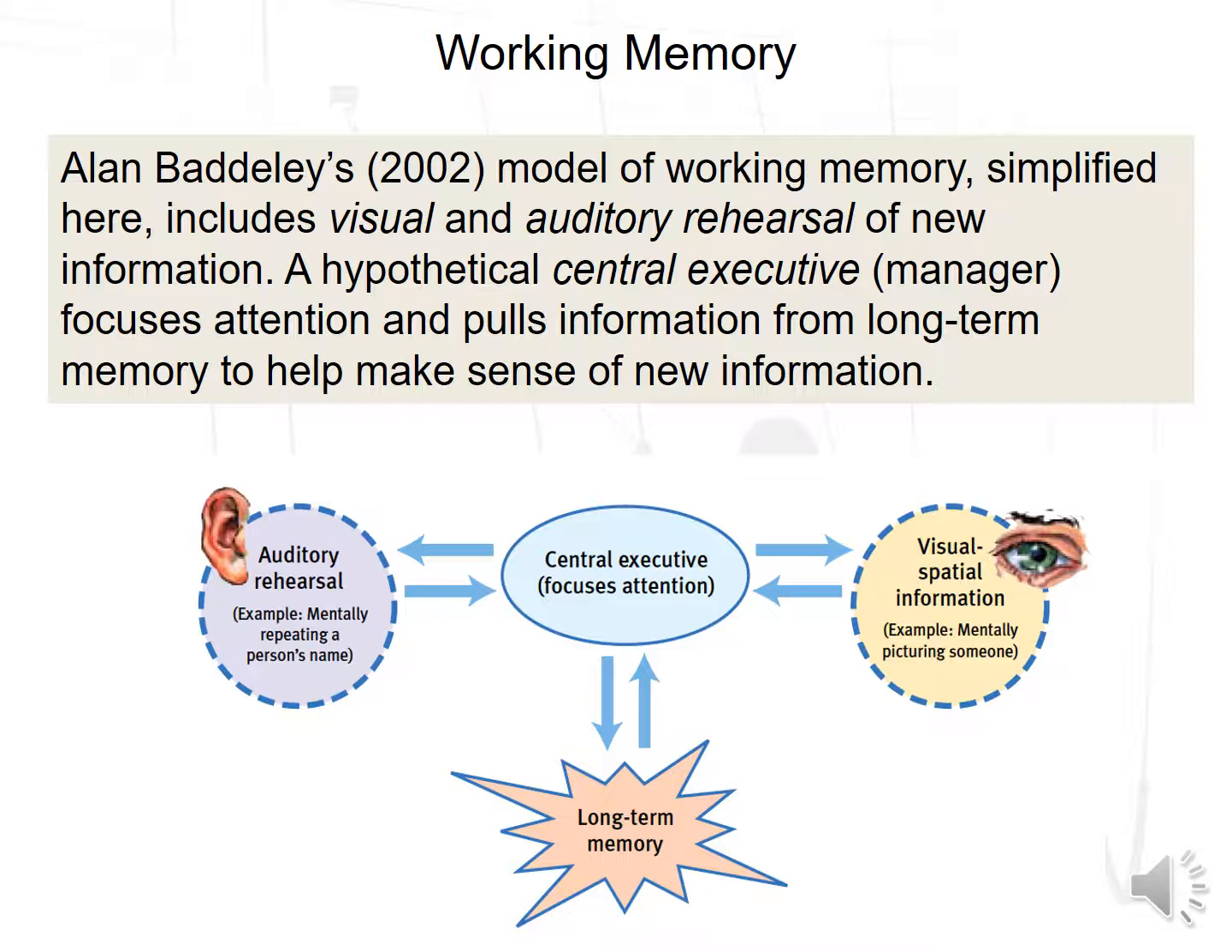An example, in auditory rehearsal, we may mentally repeat a person's name. For the visual-spatial information, we may mentally picture someone, and the central executive will focus that attention and help promote the information not only into long-term memory, but hold it in working memory.